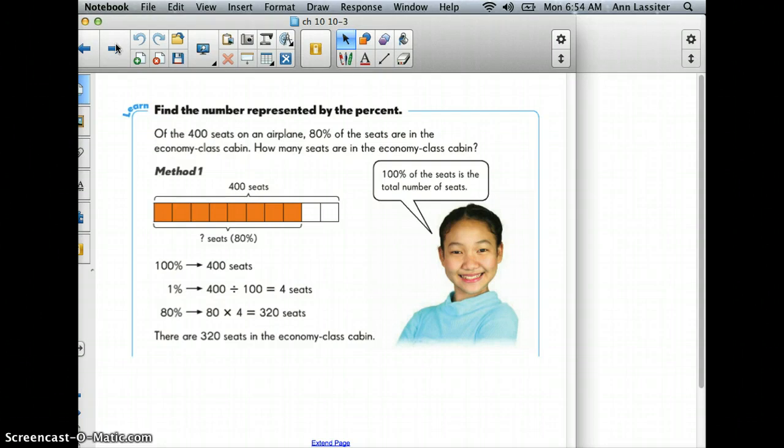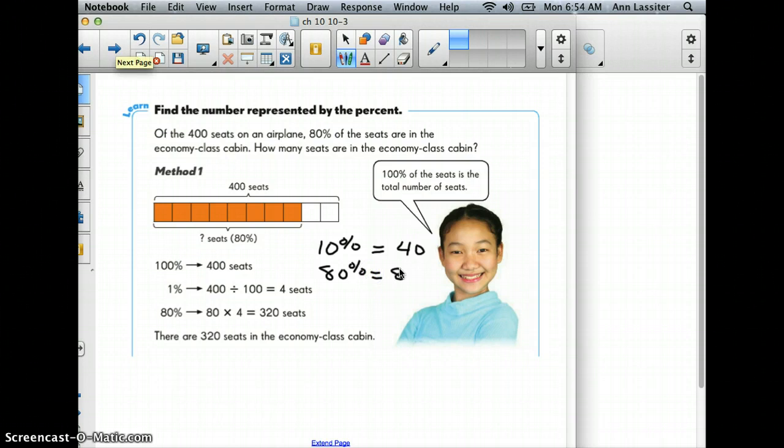The bar model drawn here for method 1 is split into 10 sections. I personally think the bar model more clearly shows you that if you take the 400 seats and split them into 10 equal sections and mark 8 of them orange, you're showing that one section is 10%, and 10% would be 400 divided by 10, which is 40 seats. So then the 80% would be 8 times 40 for a total of 320 seats.